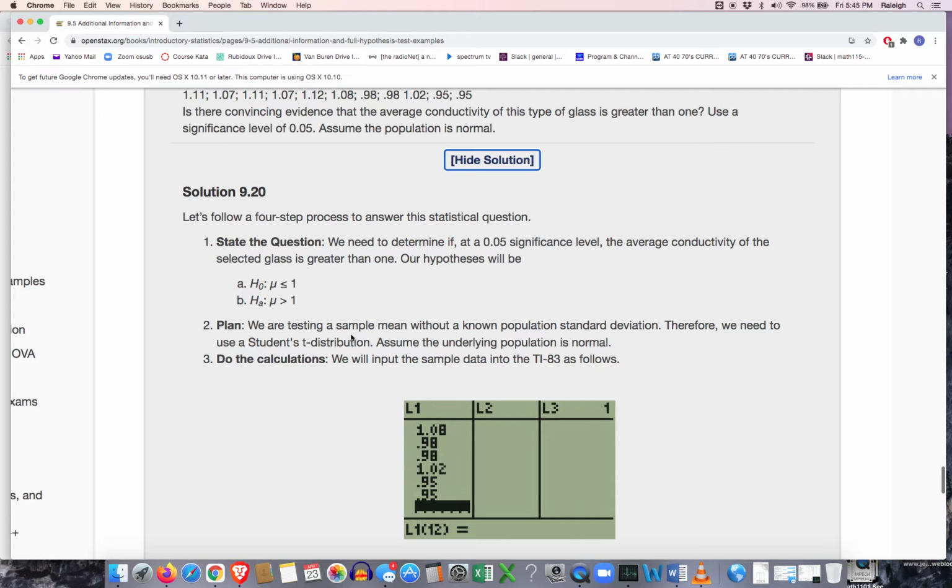Have a plan. We're testing a sample mean without a known population standard deviation. All we have is data. So we don't have a known sigma, at least it wasn't given to us. Therefore, we have to use a t-distribution. That's important to decide: what distribution you want.